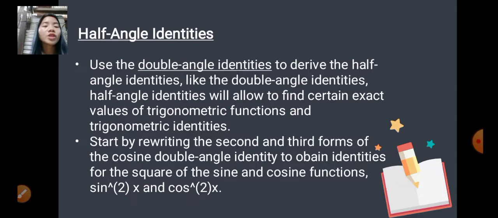We use the double angle identities to derive the half angle identities. Like the double angle identities, half angle identities will allow us to find certain exact values of trigonometric functions and trigonometric identities. Start by writing the second and third forms of the cosine double angle identity to obtain identities for the square of the sine and cosine functions, sine squared x and cos squared x.